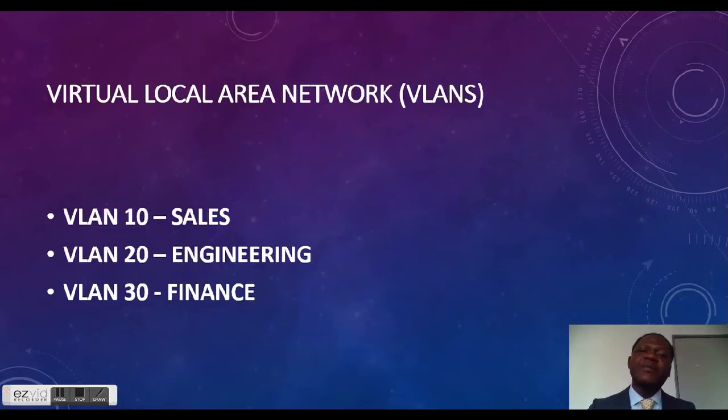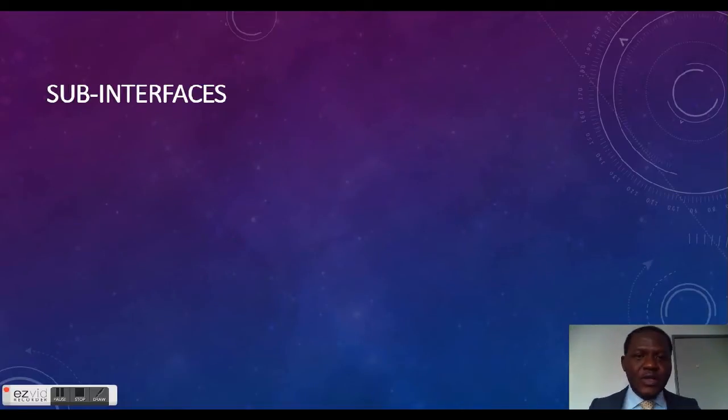Now, implementing VLANs, we have VLAN 10 for sales, VLAN 20 for engineering, and VLAN 30 for finance. This is going to help isolate the different offices as required by the documentation of our client. So they will have no direct communication, and this is going to require them to use inter-VLAN routing. And how is this achieved?